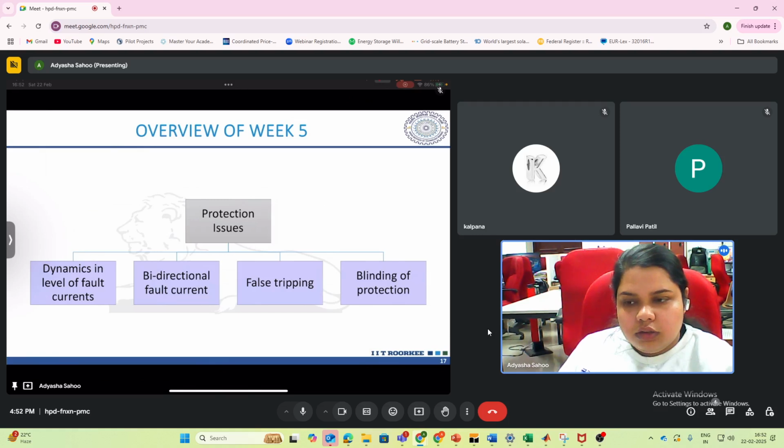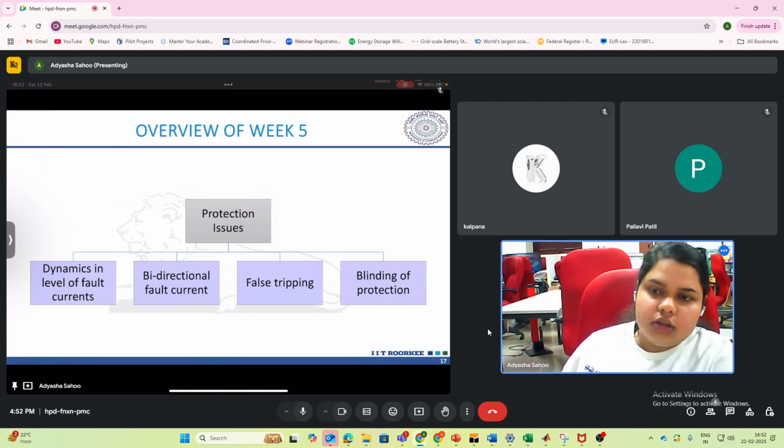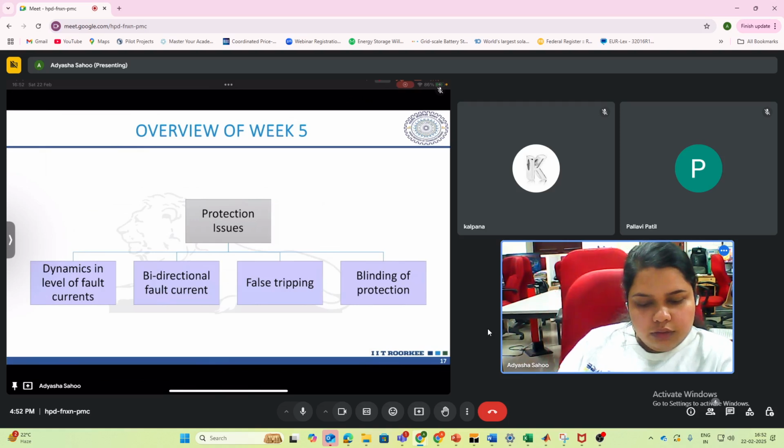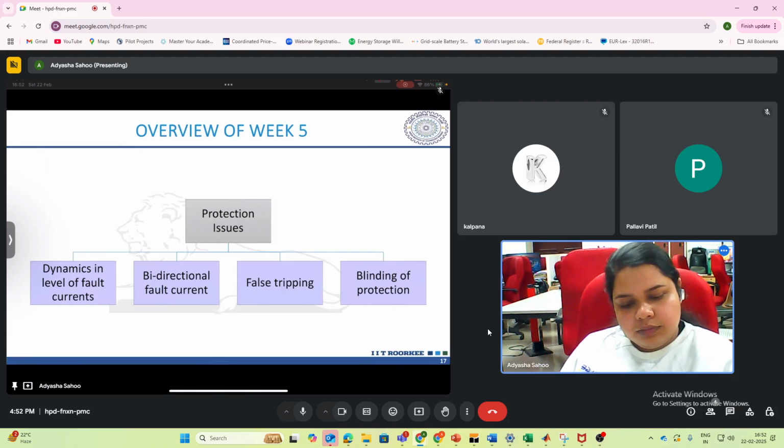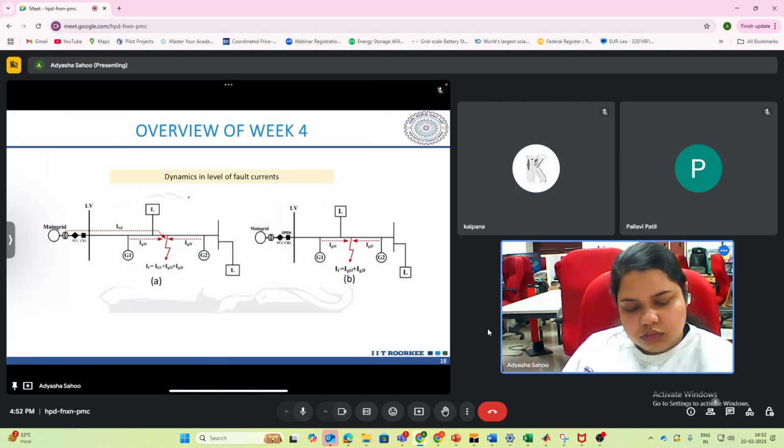Then we'll see what protection issues are there due to the addition of inverter-based resources into our system. There are four major issues. Firstly, the dynamics in the level of fault currents. Second is the bidirectional fault current, false tripping, and lastly blinding of protection. We'll see how the level of fault current varies with the addition of the DERs.